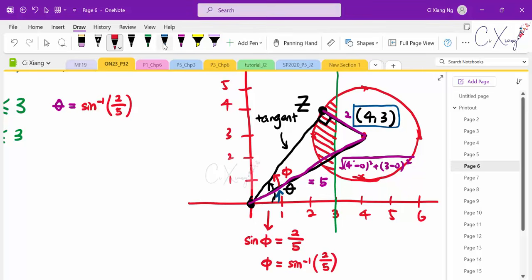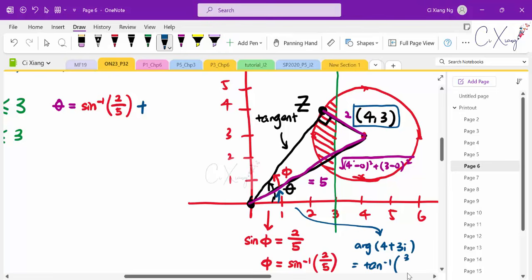Then you have to add the blue color argument. So what's the blue color argument here? For the blue color argument, basically it is the argument of 4+3i. So what's the argument for 4+3i? The argument for the complex number 4 plus 3i is actually tangent inverse 3 over 4. So that's the blue color argument, or angle, that we have. So it should be tangent inverse 3 over 4.